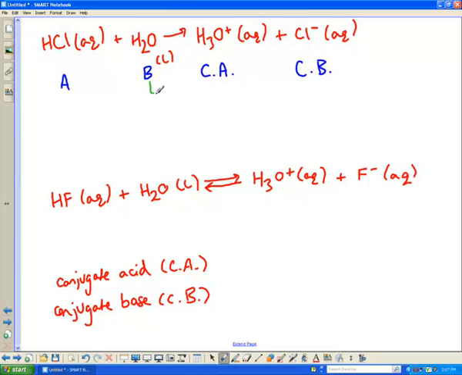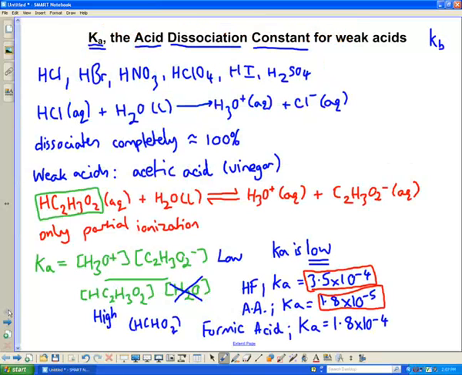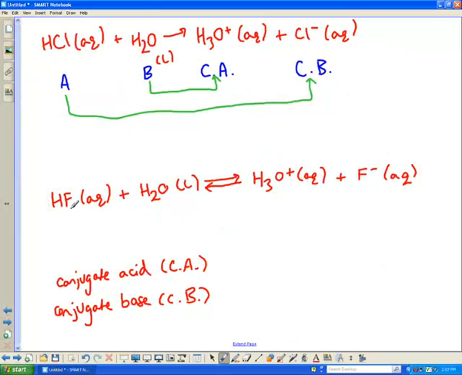Notice that the base, the original base, always gives the conjugate acid, and the conjugate base always comes from the original acid. So you'll always have the acid and the conjugate base as a pair, and then the base and the conjugate acid as a pair as well. So let's just do the same thing again. HF. Remember we said the Ka for HF was 3.5 times 10 to the negative 4.